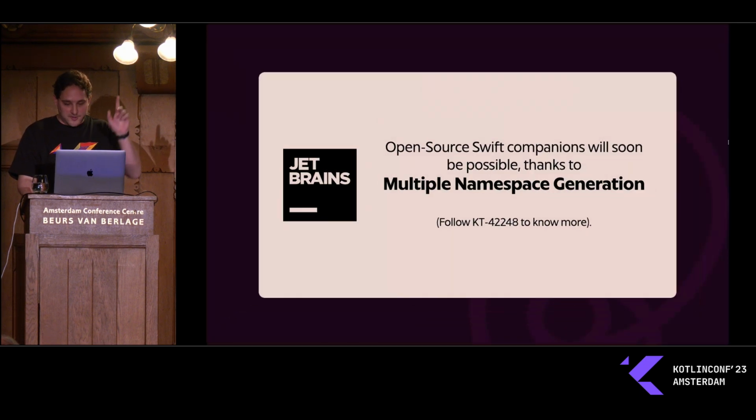Which brings me, oh, sorry. I forgot that. There's a feature called multiple namespace generation that is coming. JetBrains is working on that, and what it will allow us as library developers to do is to provide Swift packages companion to Kotlin Multiplatform libraries that will then be inserted into the XCFramework. That will be amazingly useful for library developers. I'm not going to go into details about that, but if you are interested in that, follow KT-42248.